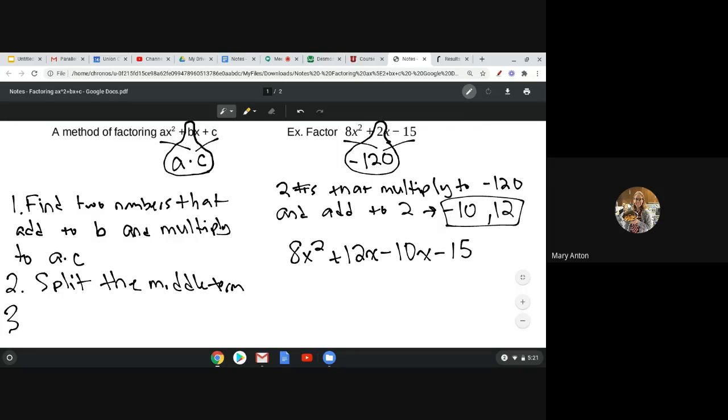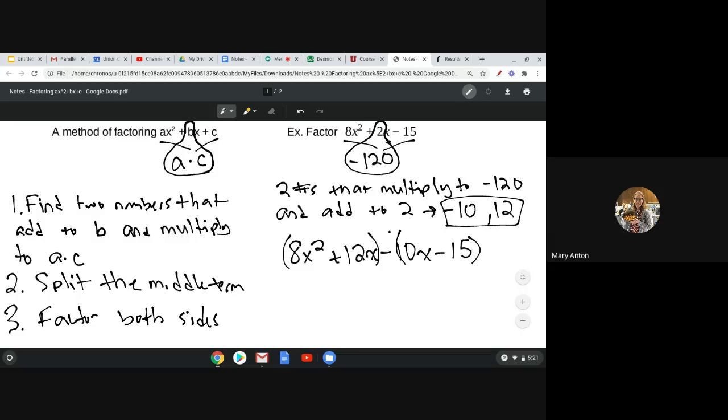And step 3, we are going to factor both sides. So I'm going to split this up into two different sections. So this is really 8x squared plus 12x, minus 10x and 15. I'm going to split this up into two different halves, and we're going to factor each part.